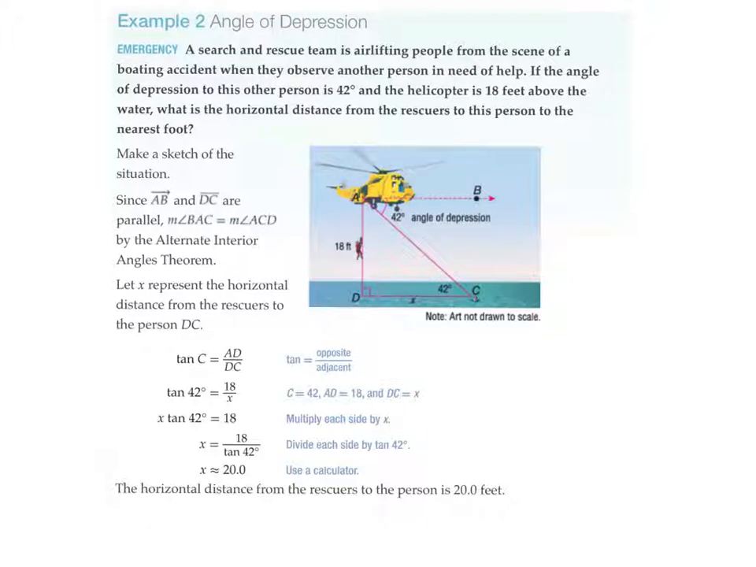And here's angle of depression. Okay, so from the helicopter, don't forget everything has to be horizontal. Okay, so we've got this guy here, which if you think about it, you've got a pair of parallel lines and your transversal. So your angle of depression, which is 42, is the same as your angle of elevation.